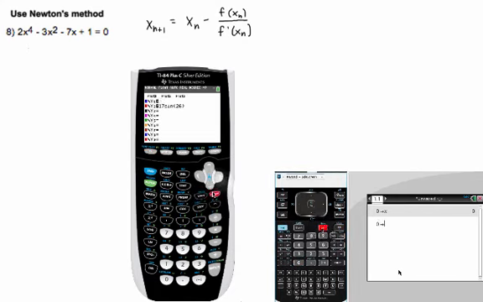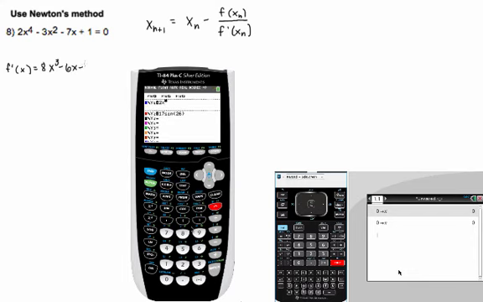So the problem they give us here is 2x to the 4th minus 3x squared minus 7x plus 1. We're going to need a derivative in there. So here's your derivative. And then what we're going to do is we have to pick a starting zero. And there's 2 zeros on this particular problem. And the first zero looks like it's close to 0. The second zero, and you'll need to graph this, looks like it's close to 2.